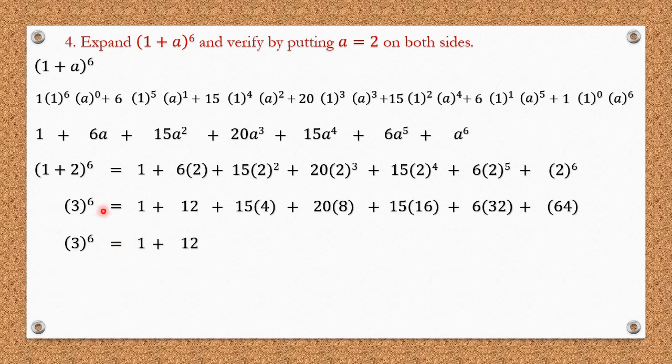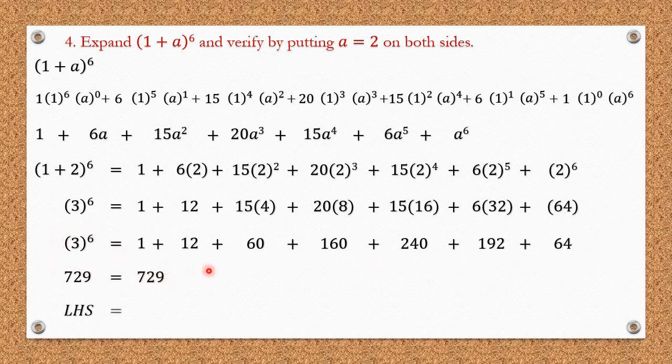Next, I am going to keep it as it is because I need one more step here. 1 plus 12 plus 15 4s are 60 plus 20 8s are 160 plus 15 into 16, 240, plus 6 into 32, 192, plus 64. 3 raised to 6 is 729, and when you add all of these values up you get 729. That means your left hand side is equal to your right hand side. So we have proved that the expansion of our terms is a valid method. It gives us the same answer.